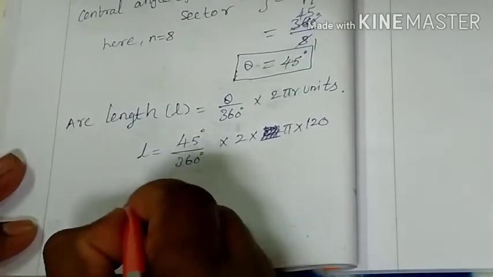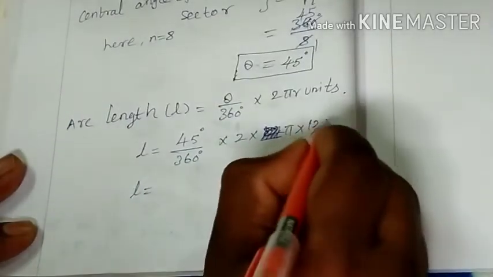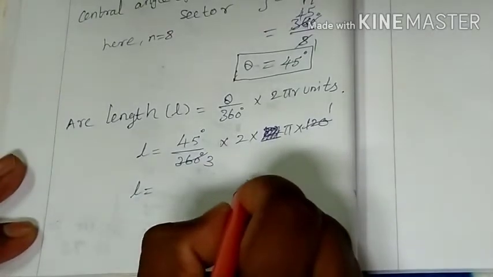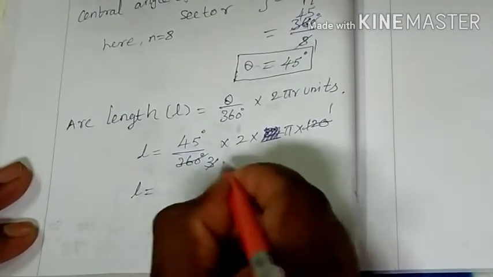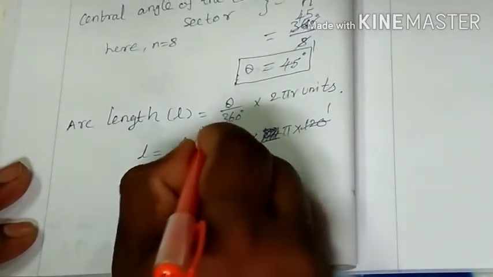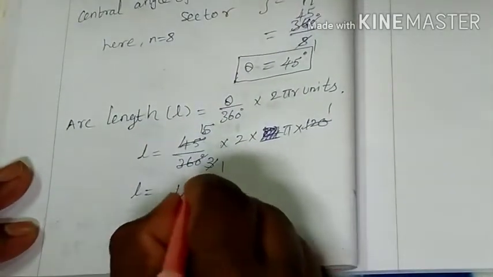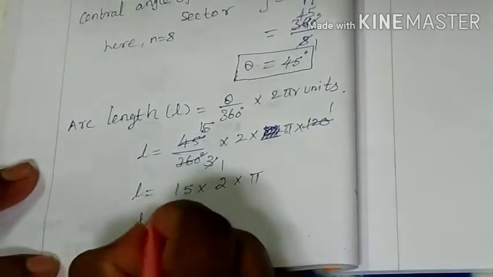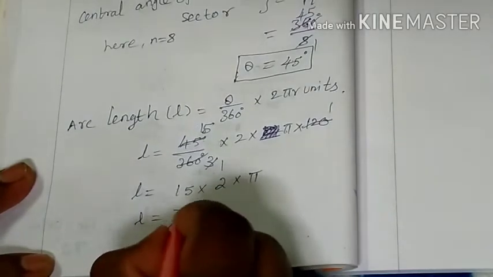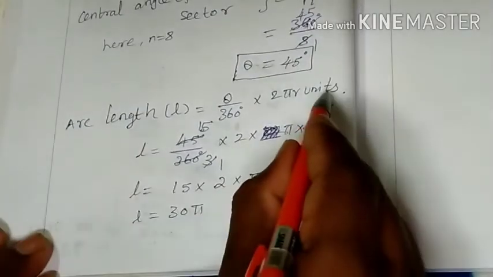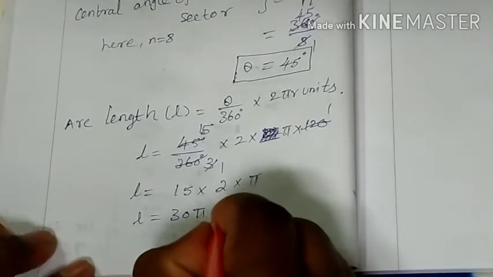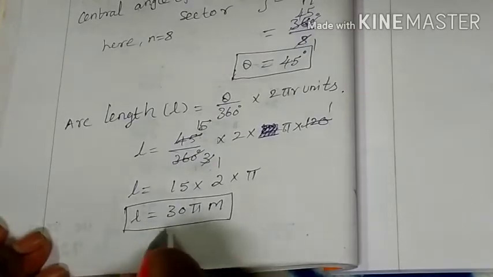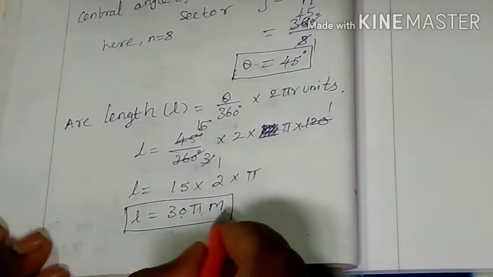So L is equal to, making the cancellation, 1 times 120 over 3 times 120, which is 360. Is it or not? 1 3 is 3, so 15 3s are 45. Then 15 into 2 into pi. So L is equal to 15 2s are 30 pi. The unit here is meter. So this is the answer. Therefore, the length of the arc is 30 pi meter.